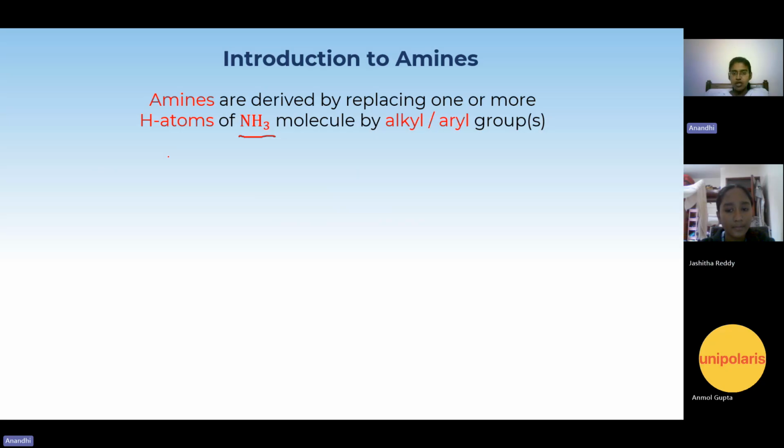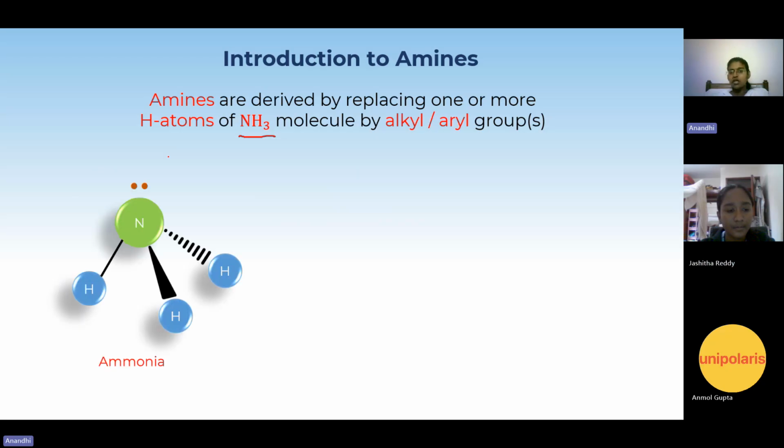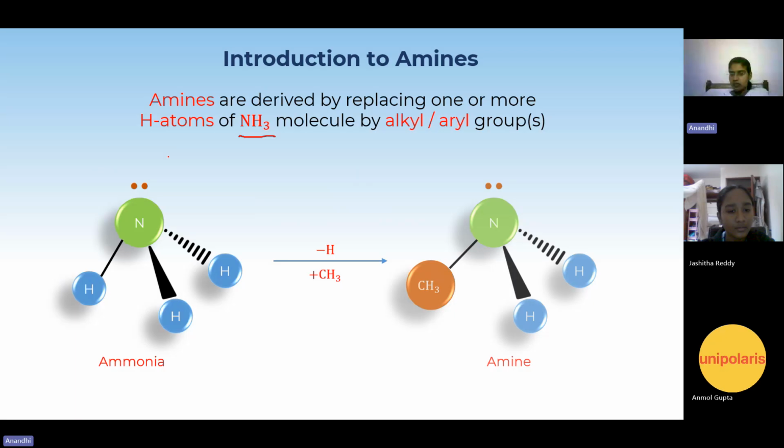Let me take the molecule of ammonia, NH3. Ammonia has three sigma bonds and one lone pair, right? It has three hydrogens also. Now, if I replace one or more hydrogens of this ammonia with some alkyl group, let's take CH3 as an example. If I am replacing one of the hydrogens of ammonia by CH3, then I will get CH3NH2, which is called an amine. Understood? In the same way, you can replace the other two hydrogens also. This is how we are getting amines from ammonia.